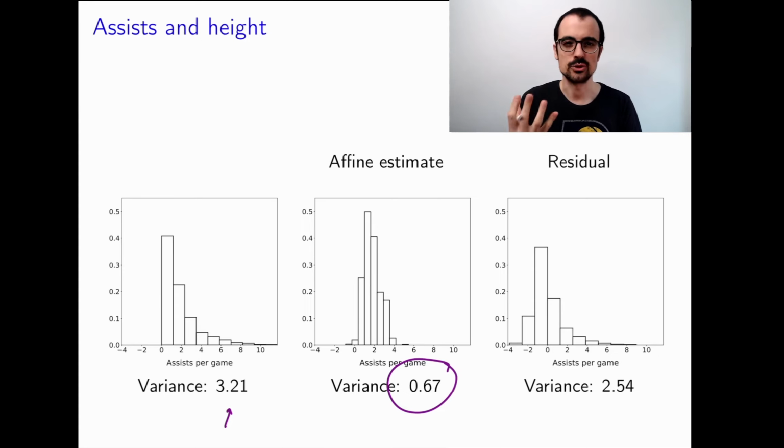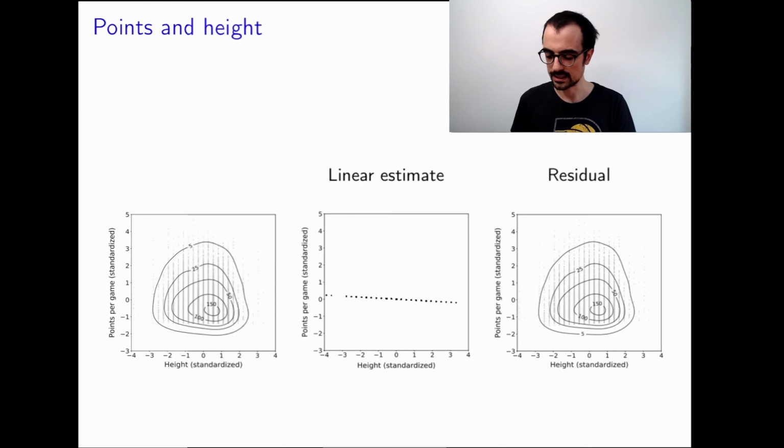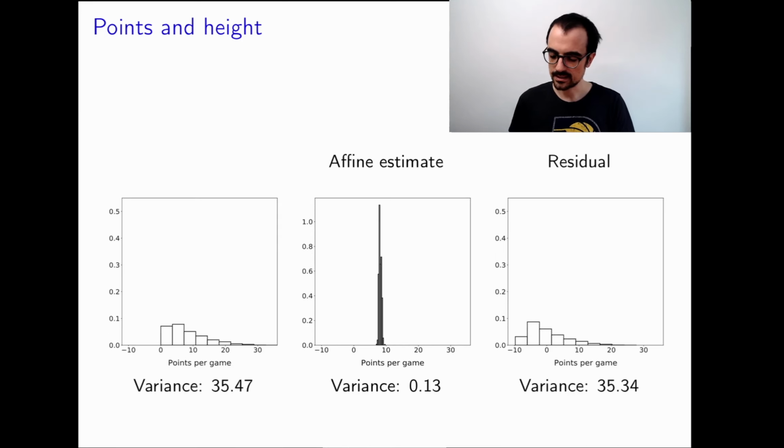Okay, I just wanted you to visualize exactly what we're talking about when we're saying explaining variance and so on. In this case, with points and height, if you remember, the correlation was very, very low. It's minus 0.06, I believe. So in this case, when we look at the linear estimate, we see that there's just a very slight correlation. And the variance explained by the linear estimate is very, very low.